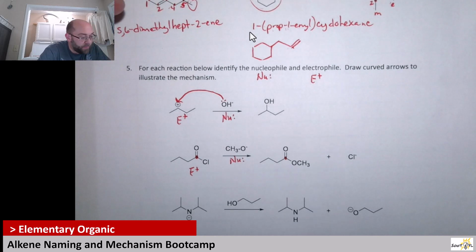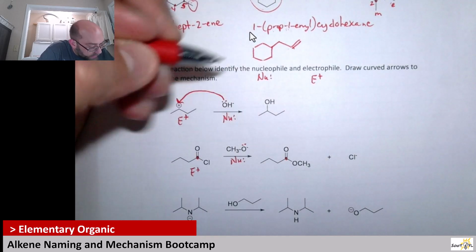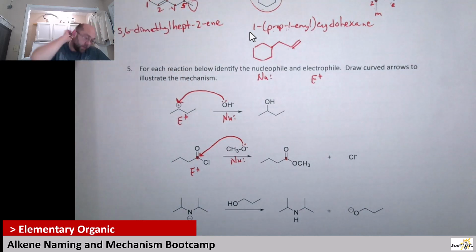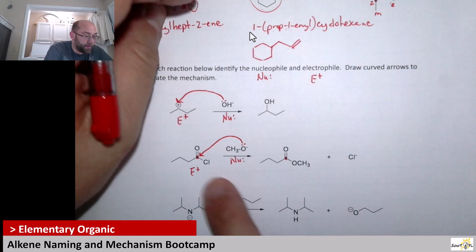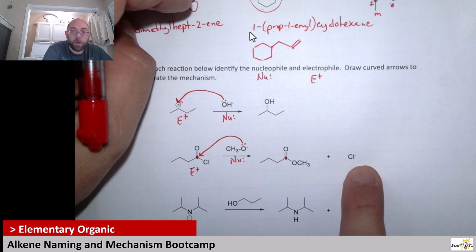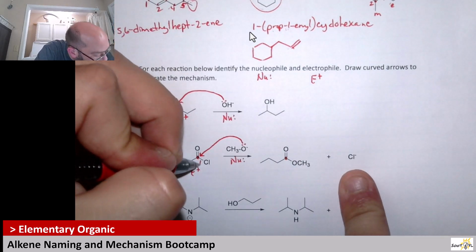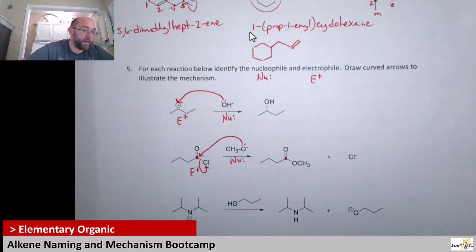So if you have to show the arrows, what I would expect is that a lone pair from this oxygen attack that carbon. And then what can you see happened? Is the chlorine still on that carbon? No, it got kicked off and now it has a negative charge. So that means this bond broke and went to that chlorine.